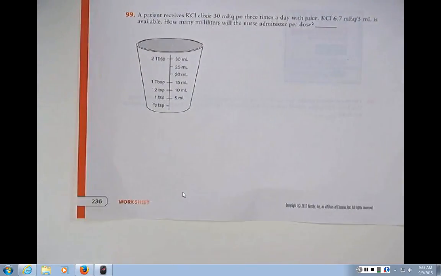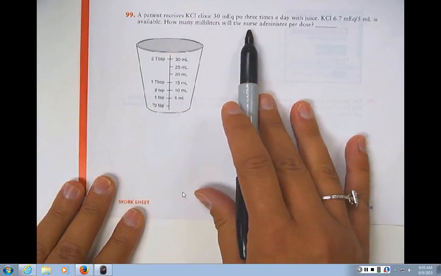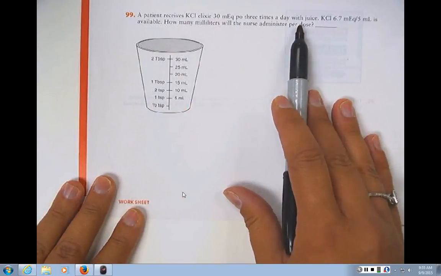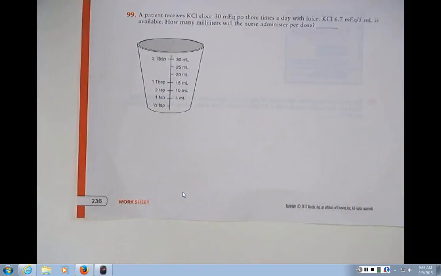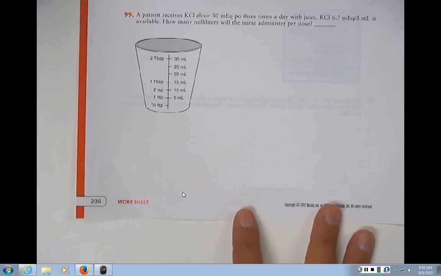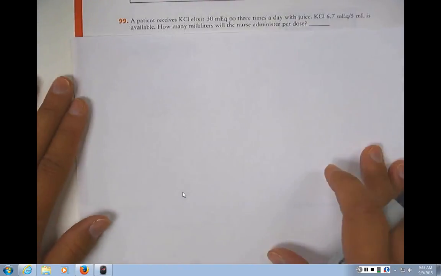So this one is a patient receives potassium elixir, 30 milliequivalents, by mouth 3 times a day with juice. The potassium comes in 6.7 milliequivalents per 5 mLs, and we want to know how many mLs we're going to administer per dose. Again, I don't know about you, but I can't just look at this and know exactly how many mLs I'm going to give. So I have to set up an equation.